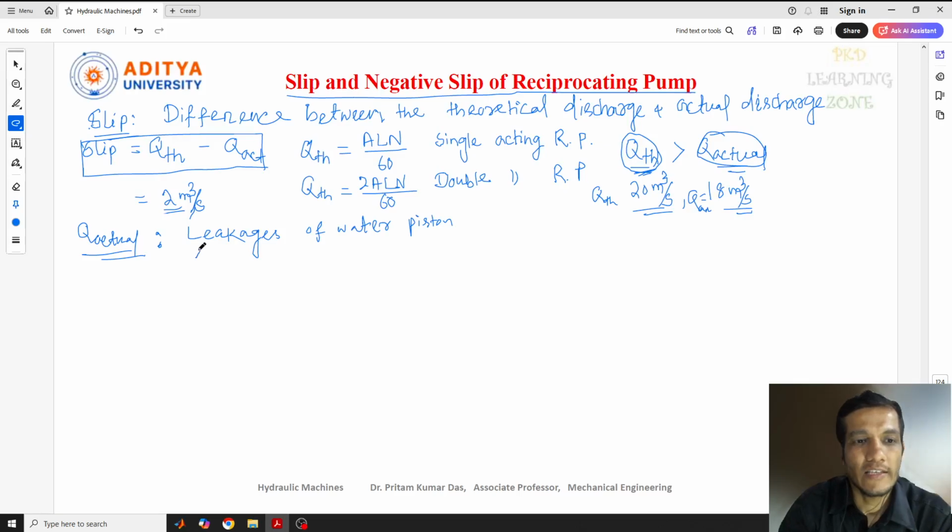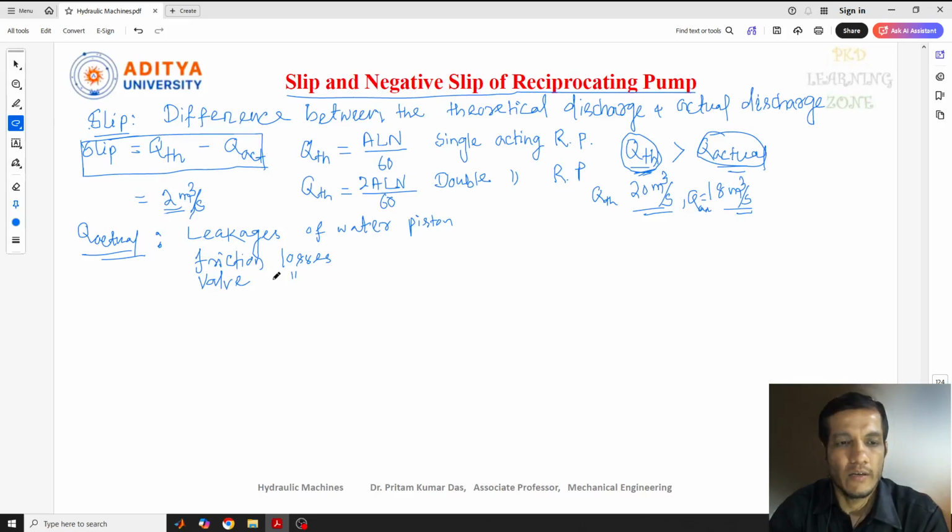Along with these leakages, we can also consider some friction losses. Or we can say some valve is there. If the valve is moving, then some valve losses will be there. And along with that, we can also consider some air leakages. So these are the assumptions considered for these losses. That's why Q actual will have less discharge than the theoretical one.